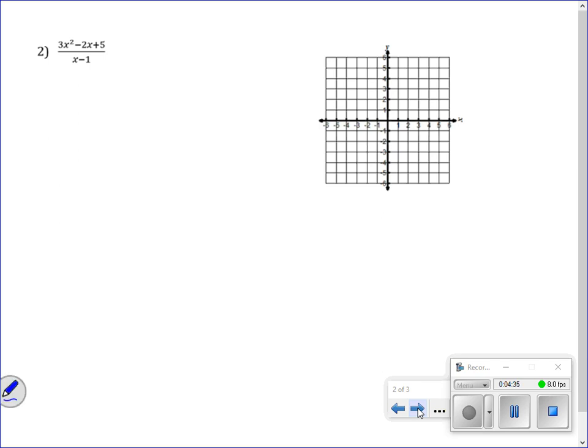So if you notice the top has a higher degree than the bottom, then you take x minus 1 and divide it into 3x squared minus 2x plus 5. There's still a vertical asymptote at x equals 1, but there's also a slant asymptote. There's not a horizontal asymptote here, it's a slanted one.